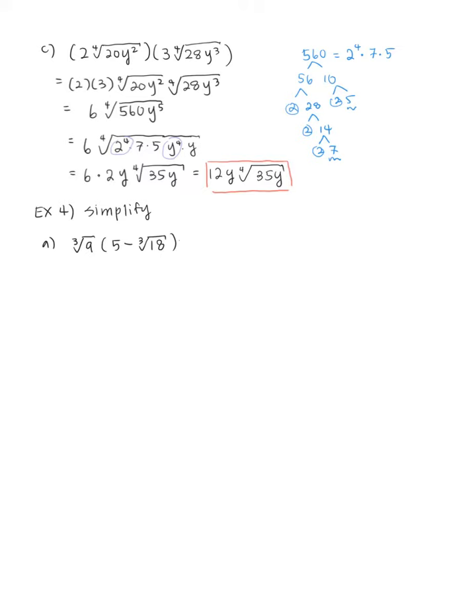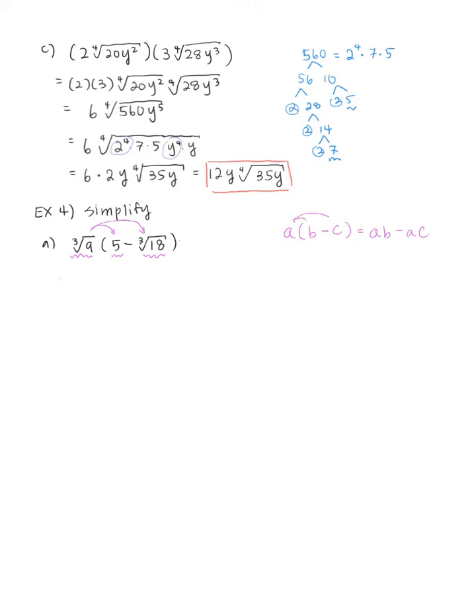Simplify the cube root of 9 times the whole quantity 5 minus the cube root of 18. Nothing to it, because remember the distributive property. So if you have something like a times b plus or minus c, but in this case it's minus, so I'll just keep it as minus. The distributive property says that this is going to equal ab minus ac. So pretend this is our a, this is b, and then this is going to be our c. So all you have to do is distribute the cube root of 9 to each term.